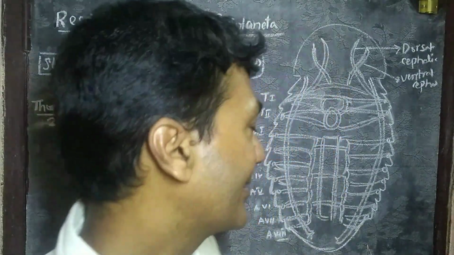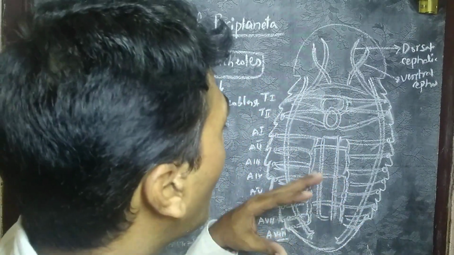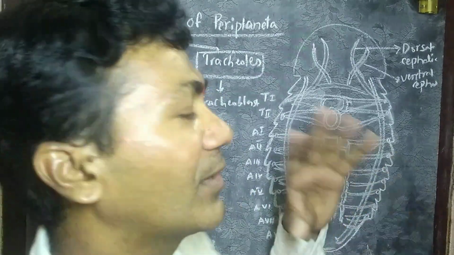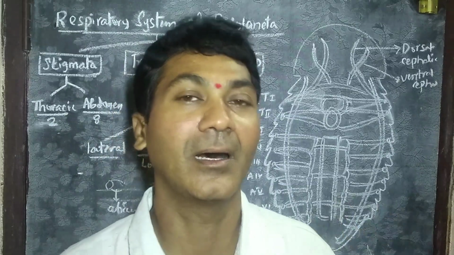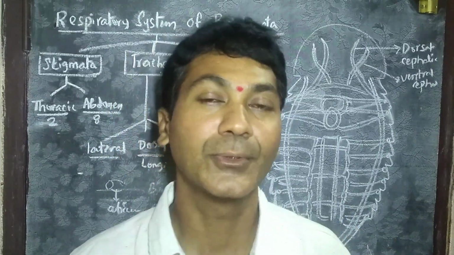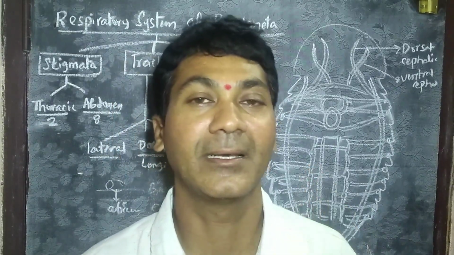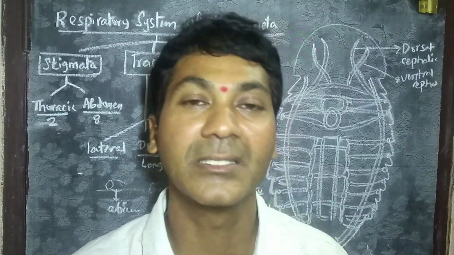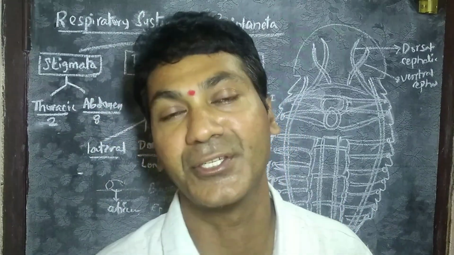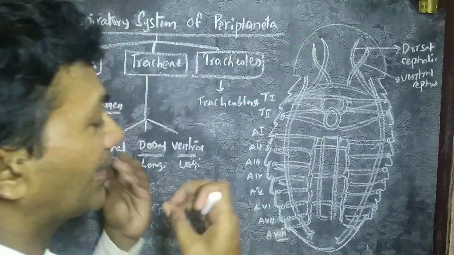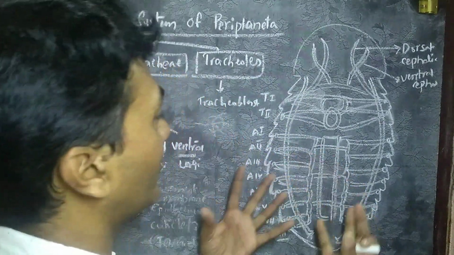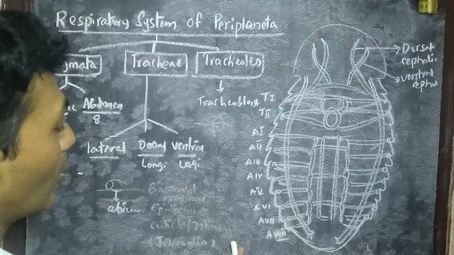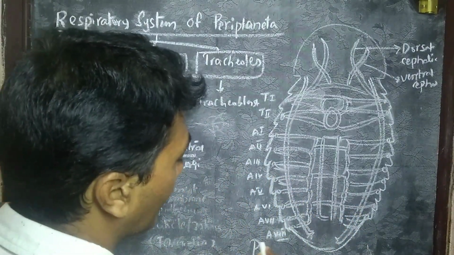And the second terminology: all the 10 pairs are functional, all are usable, and such a phenomenon is known as holoneustic respiration. In this, all are functional. All 10 pairs of spiracles are functional. Hence, it is called holoneustic. One is polyneustic.